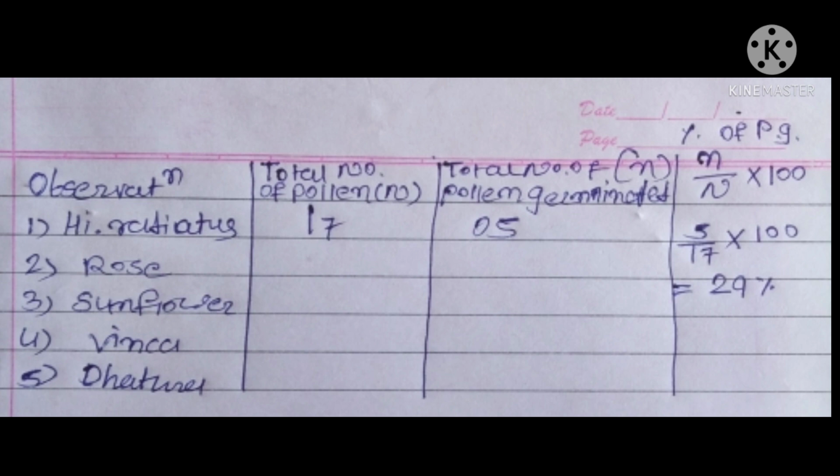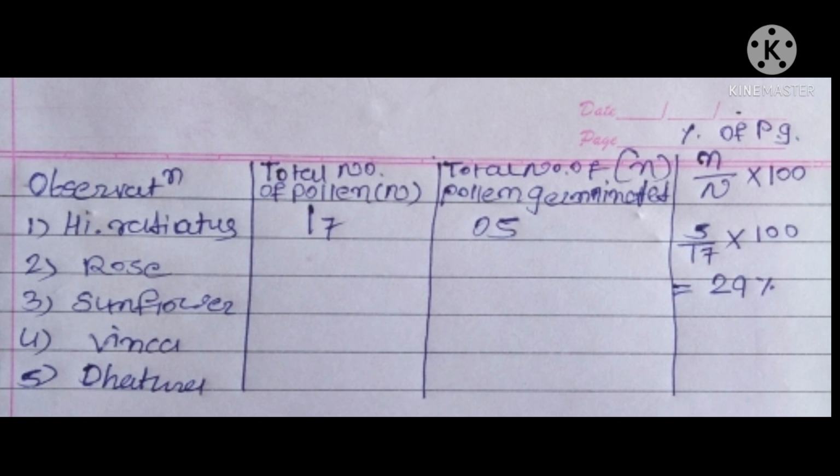Then the last column, percentage of pollen grains, which is indicated as small n upon capital N into 100. What do you mean by small n? Yes, it's the pollen germinated. That means it's always less than the total number of pollens. So here small n is 5. Then divide by capital N. How many is it? Yes, it's 17. And multiply with 100. So you get your answer: it's 29%. Same like that.